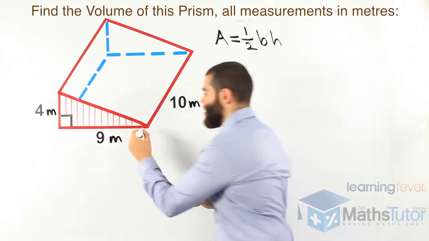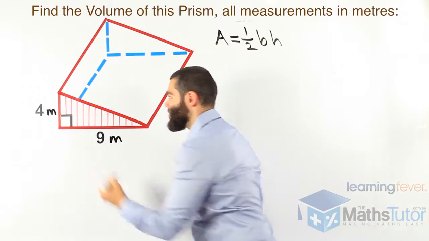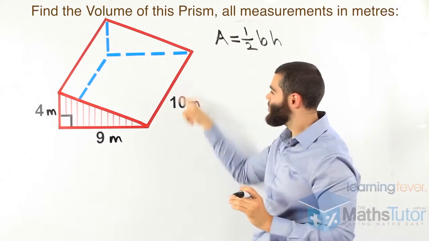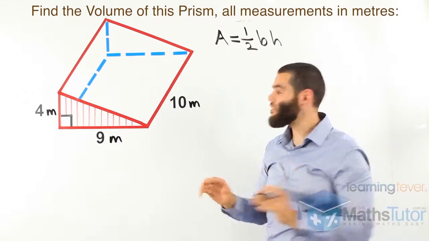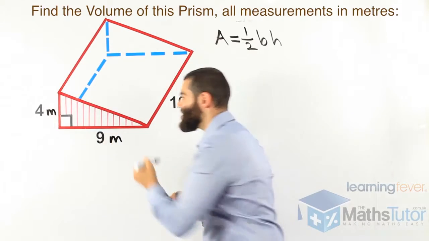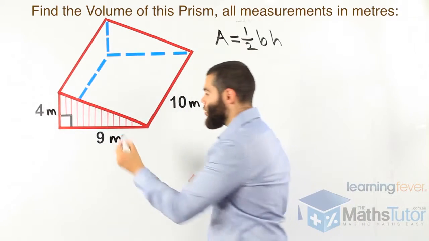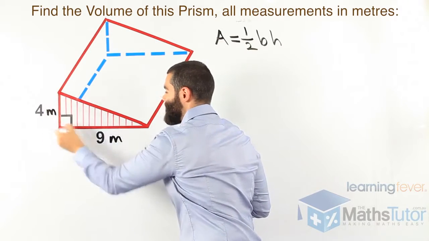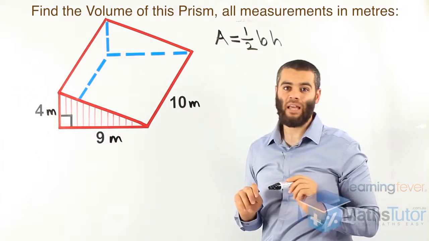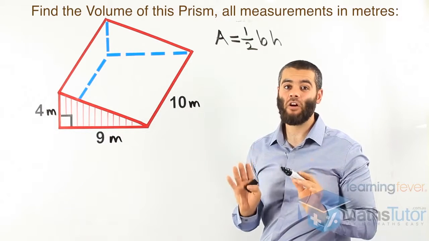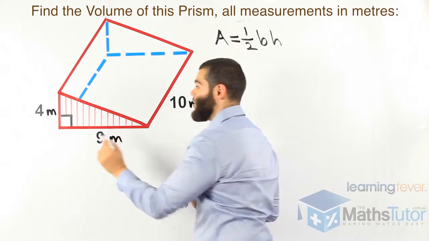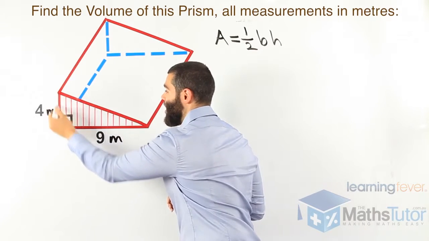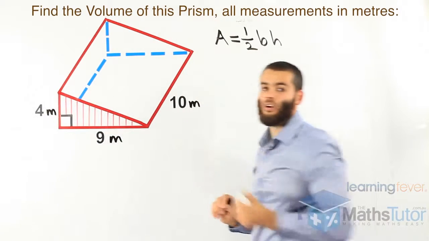The base of the triangle, which height are we talking about? I've seen students jump to the height of the prism. No, we are working out the area of the cross-section, so we're looking for the base of the cross-section and the height of the cross-section. Very important not to make that mistake. The cross-section is a triangle here, and we have its base and its height.